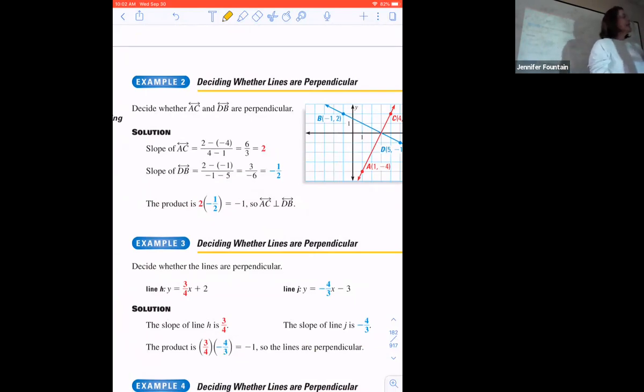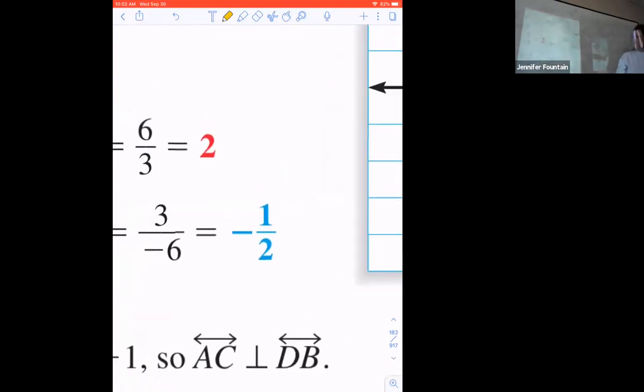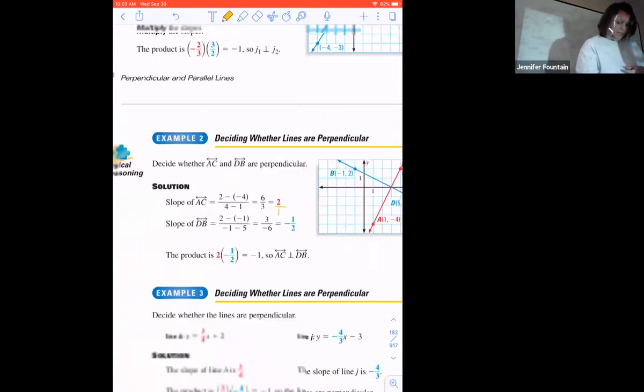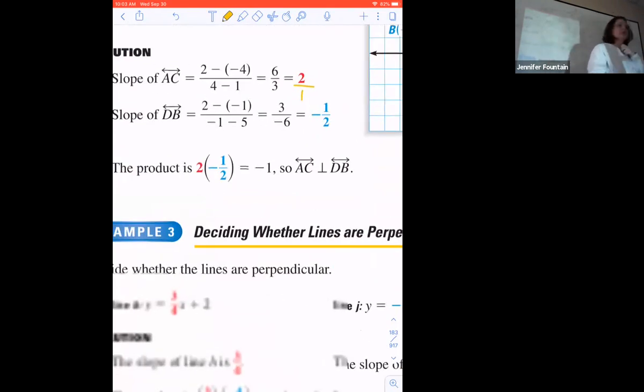I have 2 and -1/2. Again, 2 is positive, -1/2 is negative. So I know I've got my positive and negative. 2 is the same as 2 over 1. So 1 over 2 is the reciprocal. So for negative reciprocals, one has to be positive, one has to be negative, and one has to be written with the numerator and denominator flipped. Then again, I can always check them by multiplying, making sure they equal -1. All right.